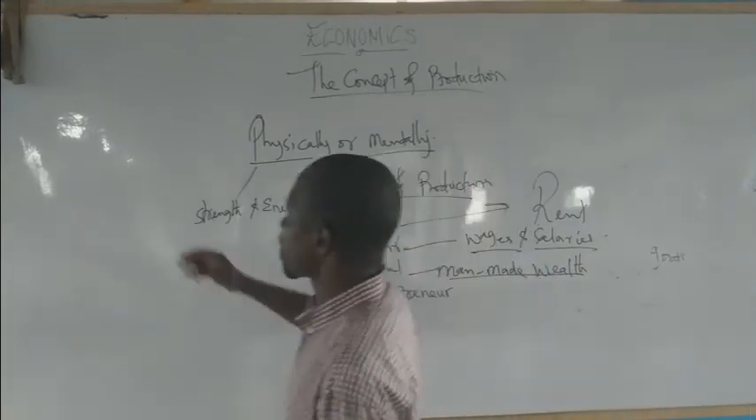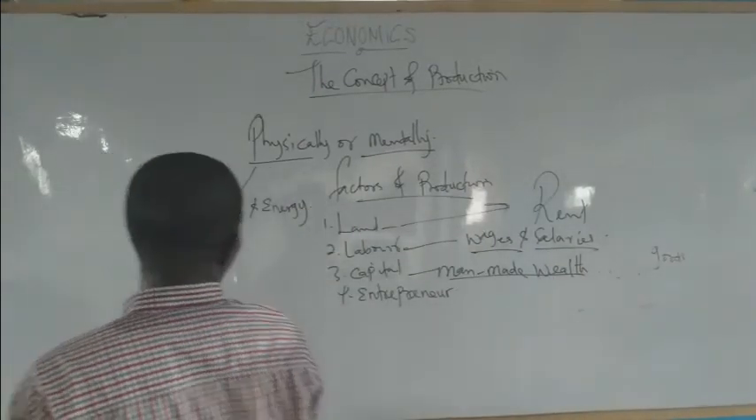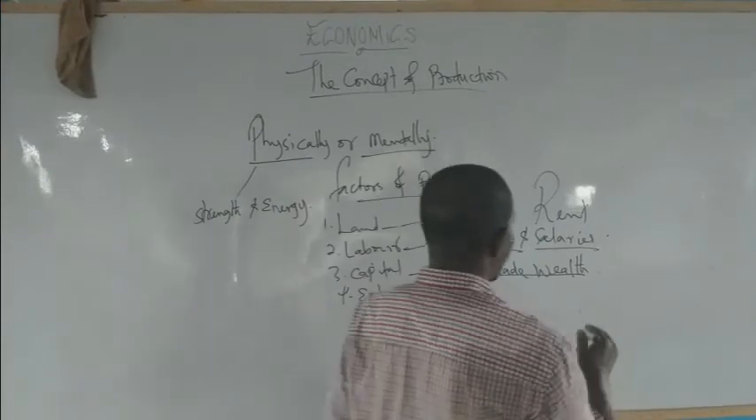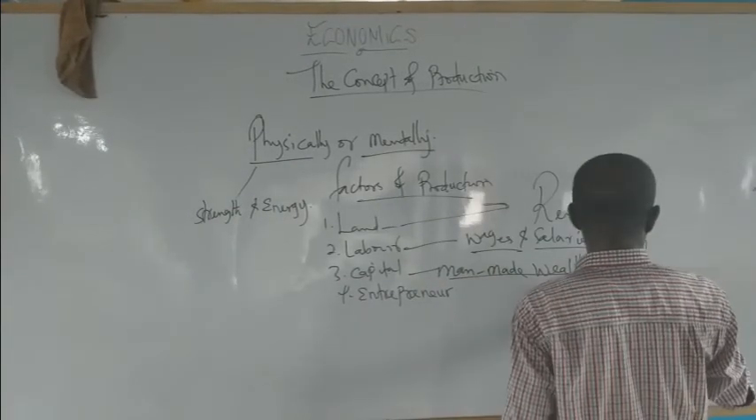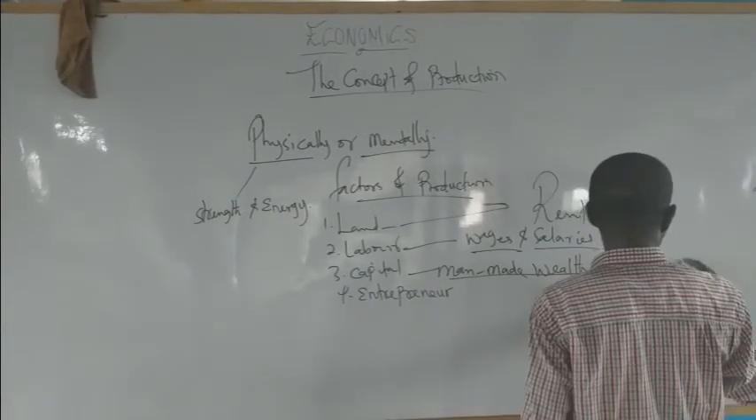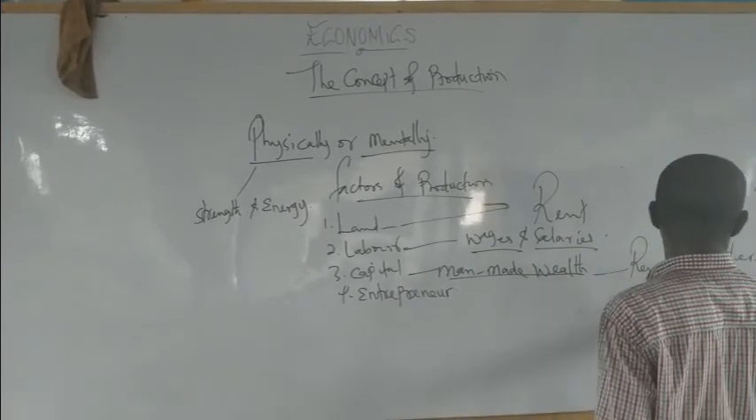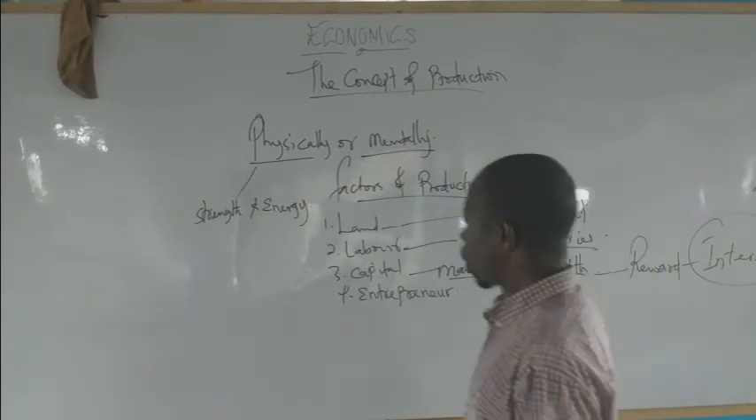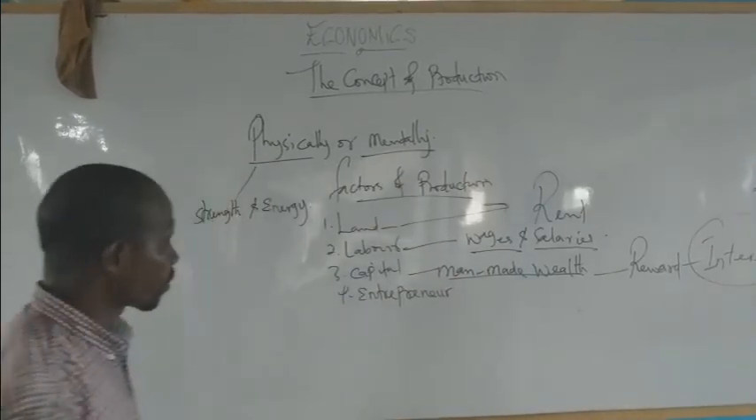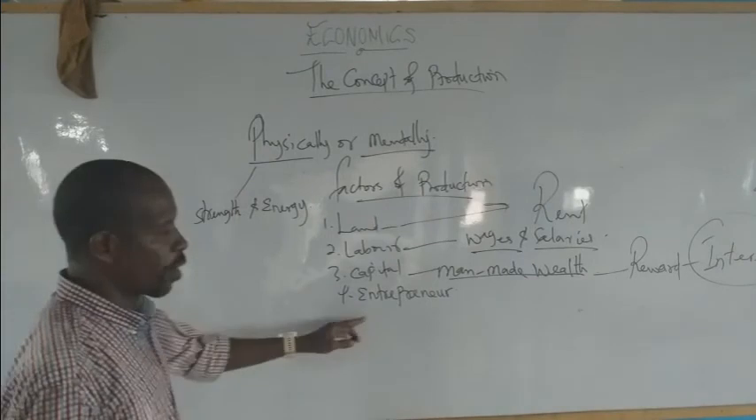Capital, its economic use is what? Economic use is interest. Don't forget, these ones are very, very important. You can't escape this in the exam. We can ask you, economic use is what? Interest. The reward for capital is what? Interest. Then the last one here is entrepreneur.